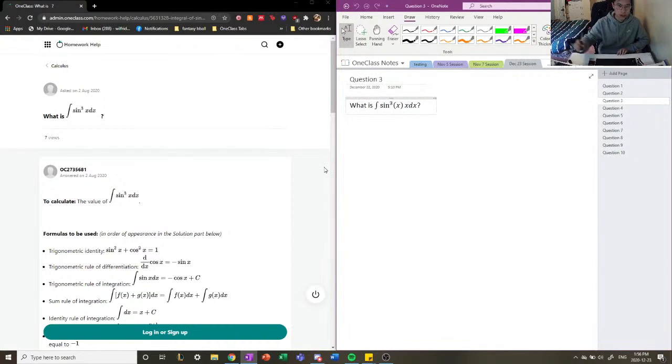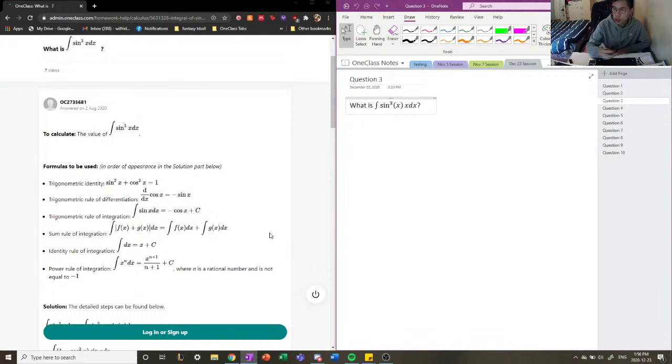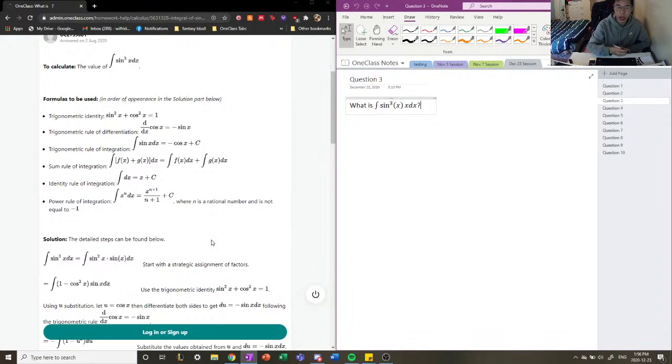The junior tutor helpfully laid out some rules that we're going to be using here. The first is the trigonometric identity: sine squared x plus cosine squared x equals 1. We're also going to use the derivative of cos x, which is negative sine x, and the integral of sine x, which is negative cos x plus c. We'll also use the sum rule, the identity rule, and the power rule of integration. I'll reference these throughout the solution, so just follow along. If you're unsure which one I'm using, just look at this.